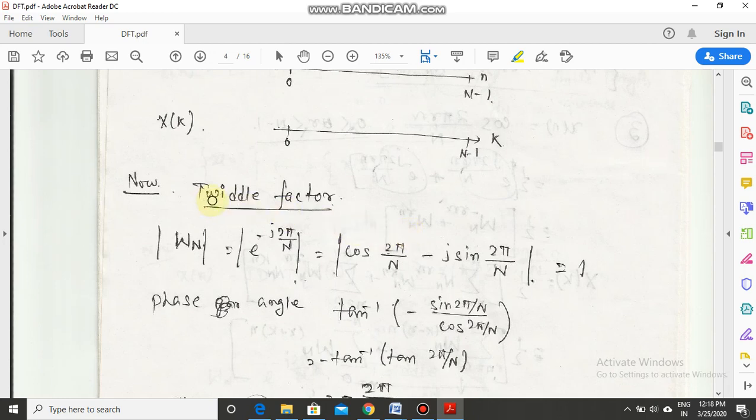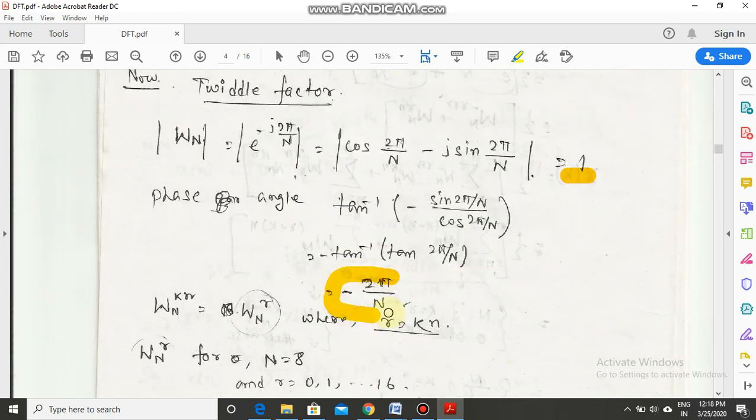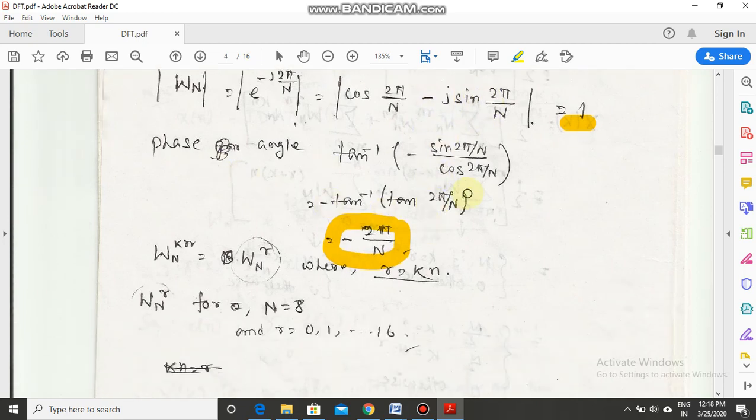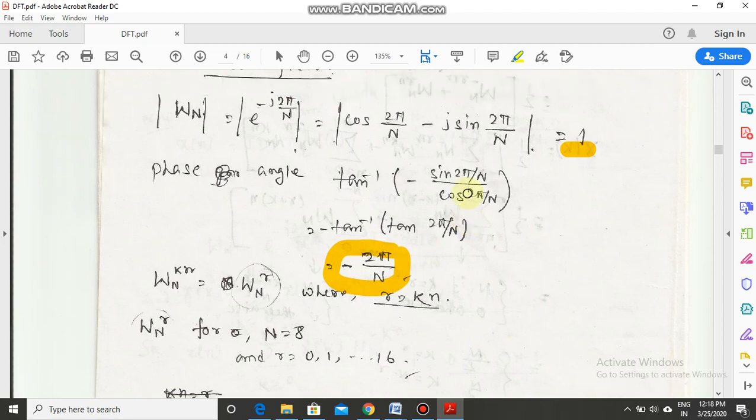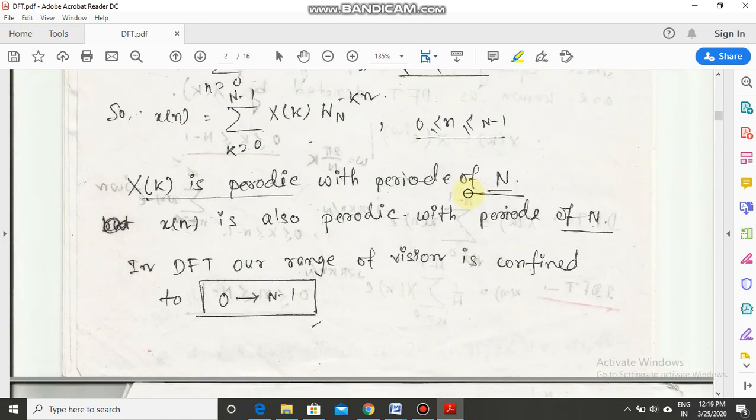As I said, W_N, which is defined as the Twiddle factor, is equal to e to the power minus j 2 pi by capital N. If I take the mod of this, the magnitude of the Twiddle factor is 1. It's very simple, and the angle is minus 2 pi by N. How do we calculate the angle? For a number x minus jy, it is minus tan inverse of y by x. By this formula we can calculate the phase angle of the Twiddle factor. Clear? So this is the formula of DFT.